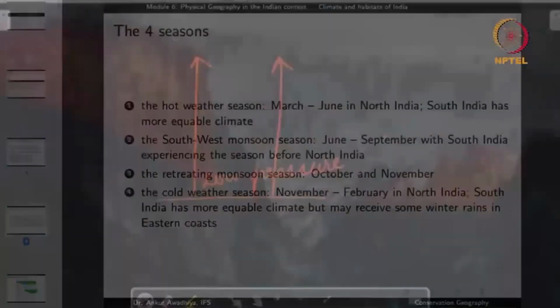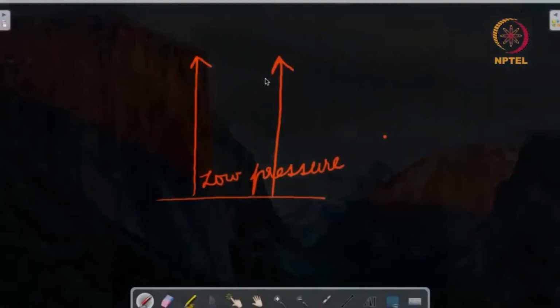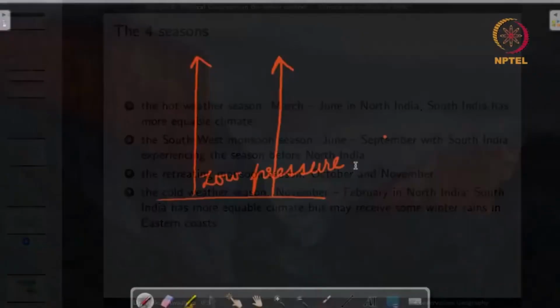And these winds, because they are coming from the seas, if you look at this portion here, we have the Arabian Sea, and in the summer seasons you have high temperatures here, so the winds that move over these waters carry with them a lot of moisture. So these are moisture bringing winds, and they cause an intense amount of rainfall all over the country. So South India experiences the season before North India, but essentially these winds traverse all of the country.